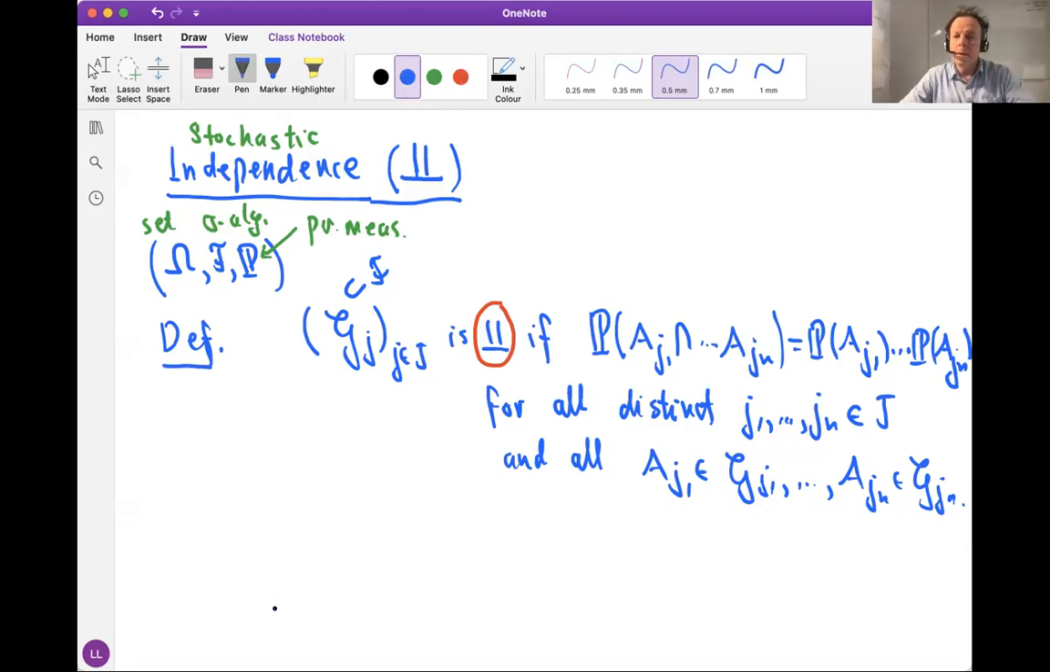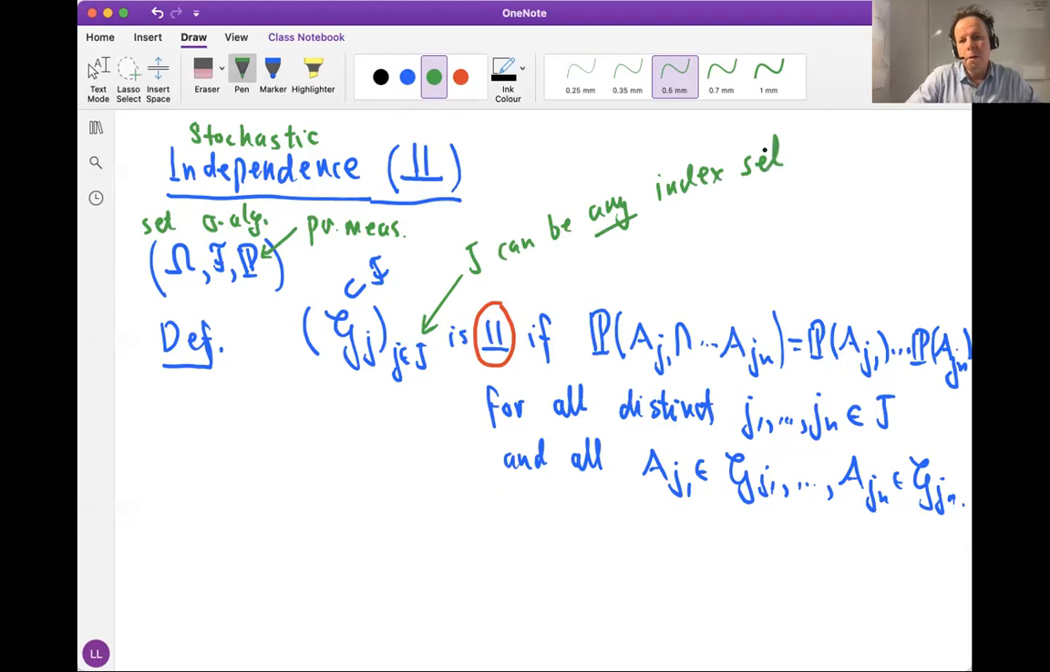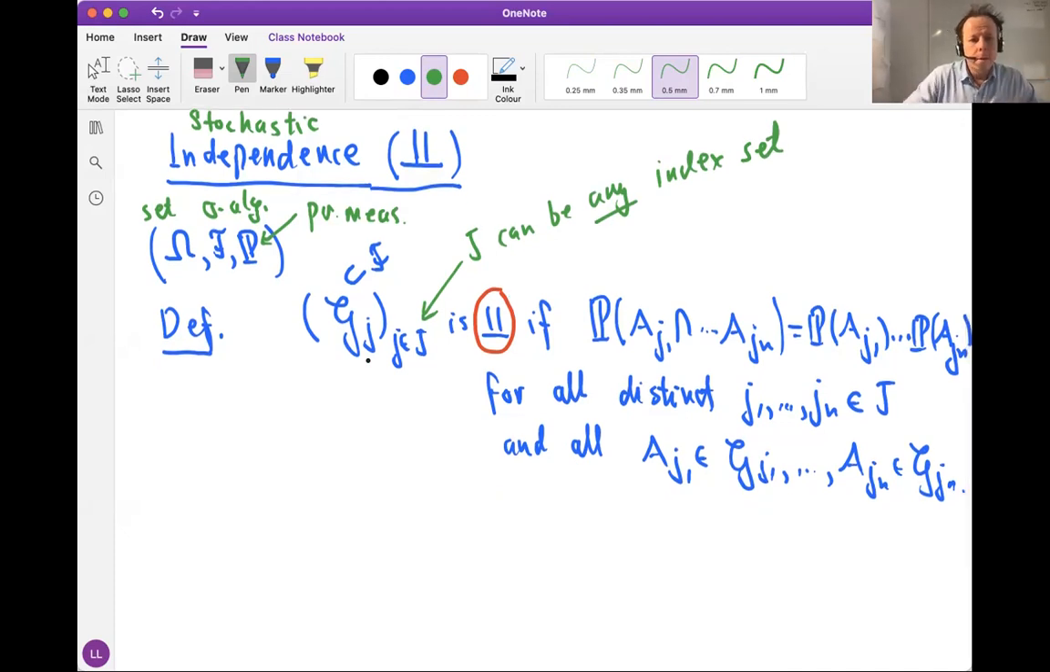And as you know, this is quite abstract, but it contains everything. So especially J can be any index set. We don't care if it's finite or infinite or even uncountably infinite. It can be anything. That's the first definition of independence. So actually we are going to do three definitions. That's the first one, and that actually is the most important one because it contains everything else.